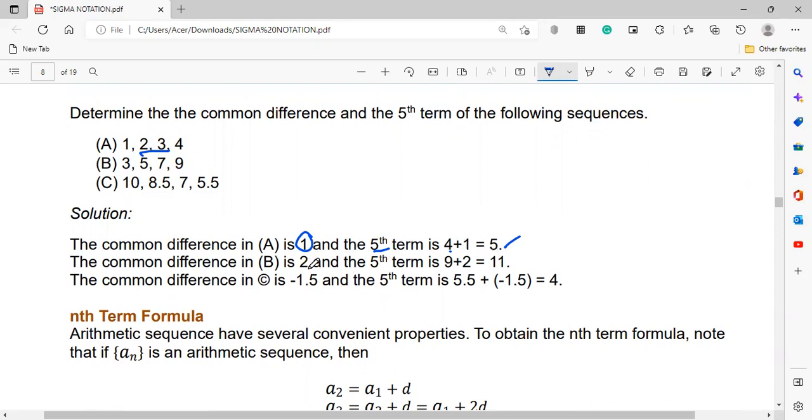On letter B, the common difference is 2. Simply 5 minus 3 is 2. And so when you're asked to give the fifth term, then add 2 to the fourth term. 9 plus 2 is 11.